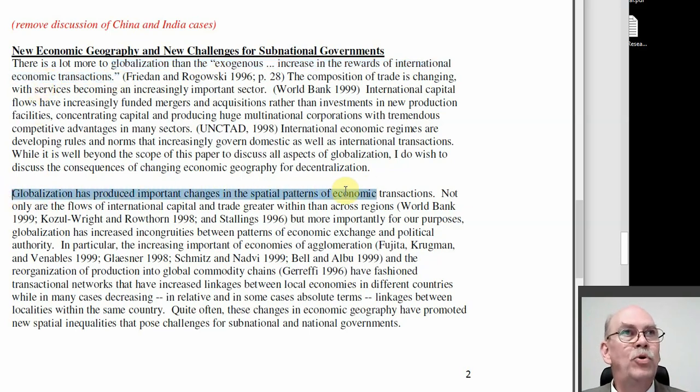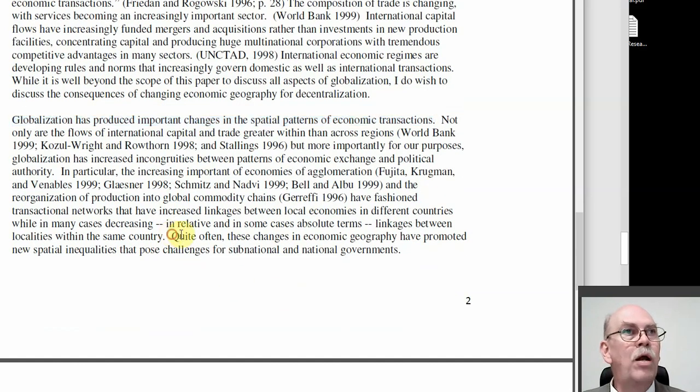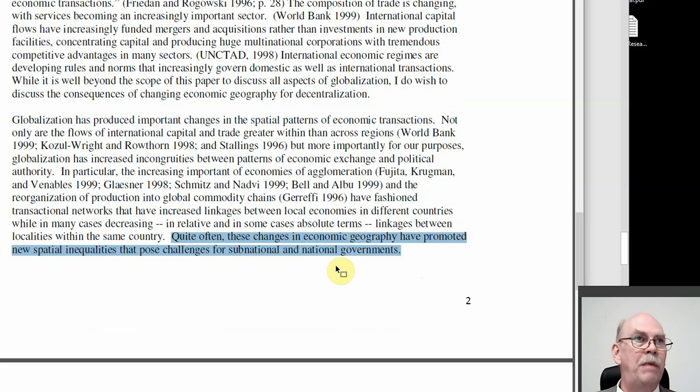Globalization has produced important changes in the spatial patterns of economic transactions. It's not only country to country, it now becomes place to place. But again, we're talking money here. Quite often, changes in economic geography have promoted new spatial inequalities that pose challenges for subnational and national governments.